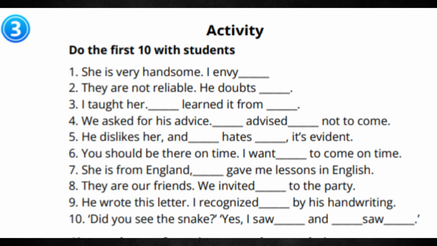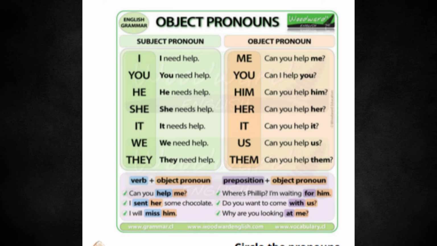Here is an activity to practice pronouns as an object. So for example, she is very handsome. I envy her. I make sure to write the words on the board: he, him, she, her, I, me. Do the first few with the students and then ask them to complete.